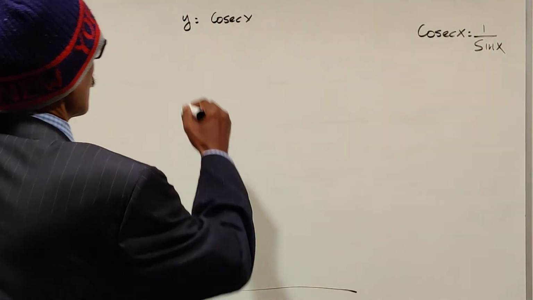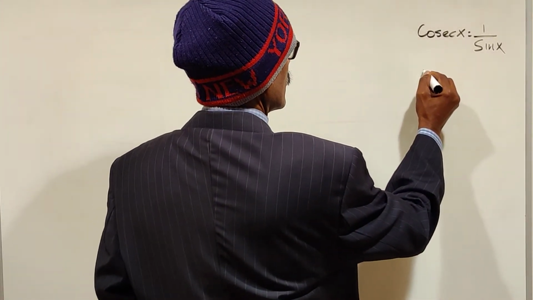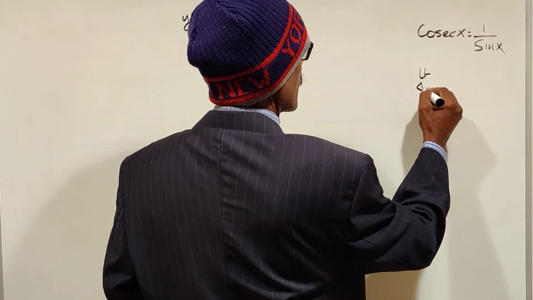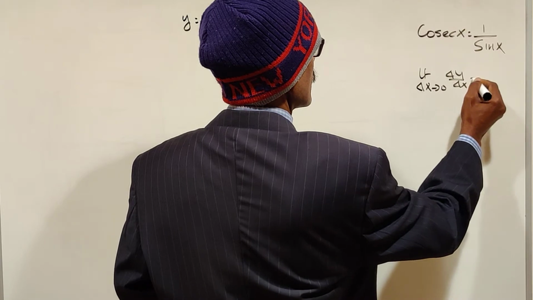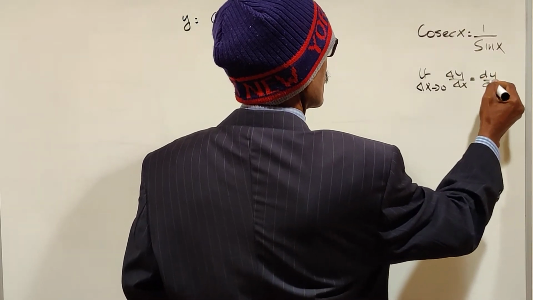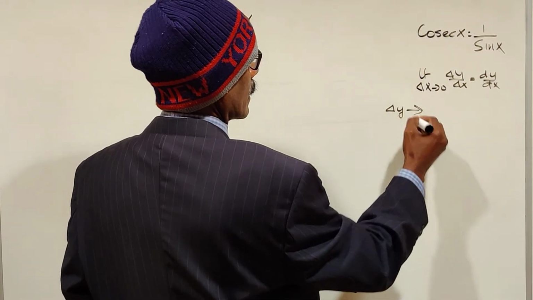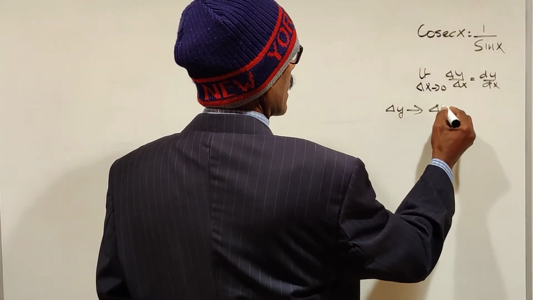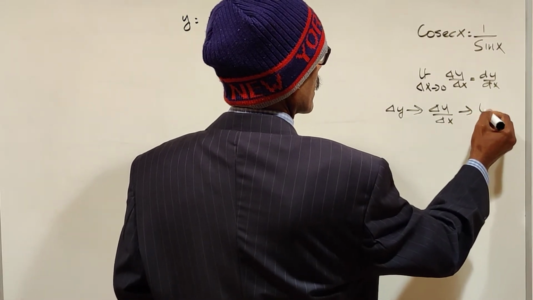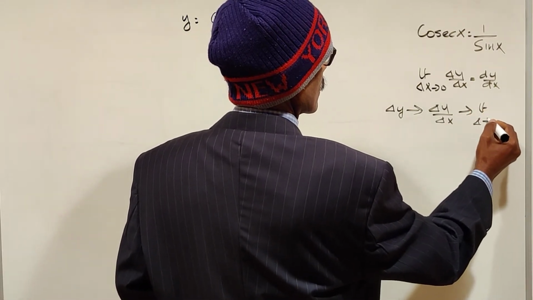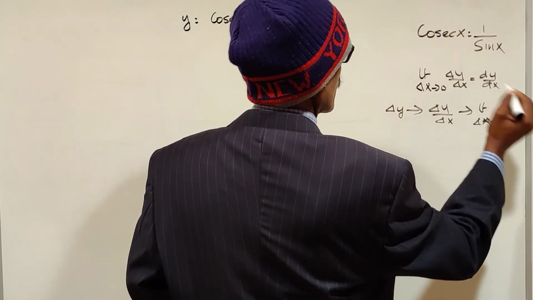Okay, what is the first step? We are going to find the limit as delta x tends to 0 of delta y by delta x, which equals dy by dx. So first we need to find delta y, then second delta y by delta x, then put the limit. The limit as delta x tends to 0 of delta y by delta x is dy by dx.